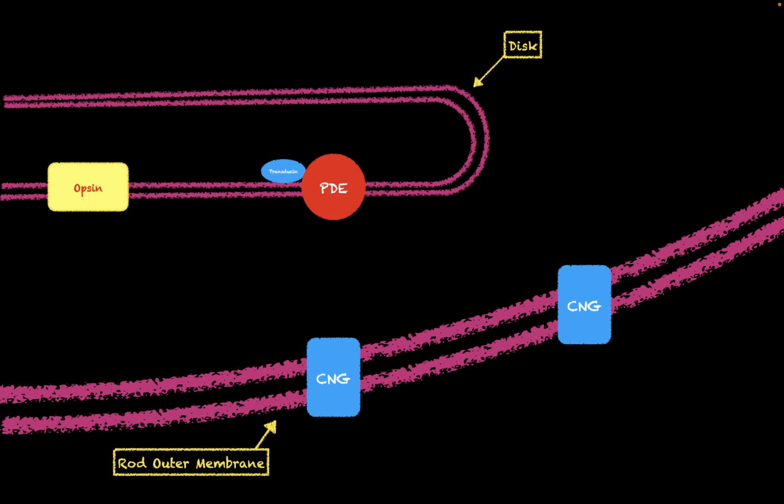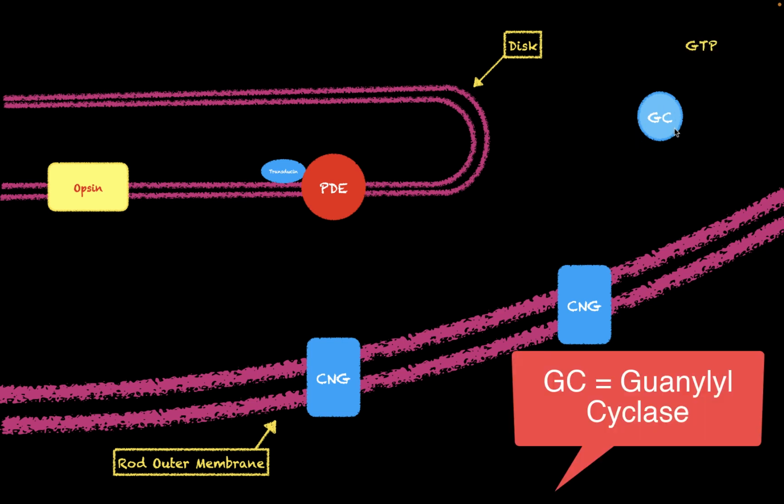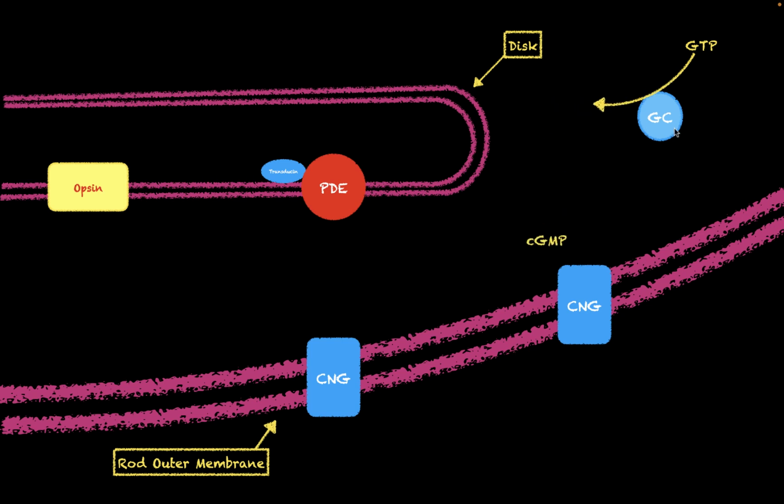And these channels are going to be opened in response to binding to their ligand, which is going to be cyclic GMP. So cyclic GMP is made in the cytosol by this enzyme GC. So GC converts GTP into cyclic GMP. Cyclic GMP then binds to these channels, which allows them to open, and then this allows sodium and calcium to flow into the cell, which therefore allows it to depolarize.